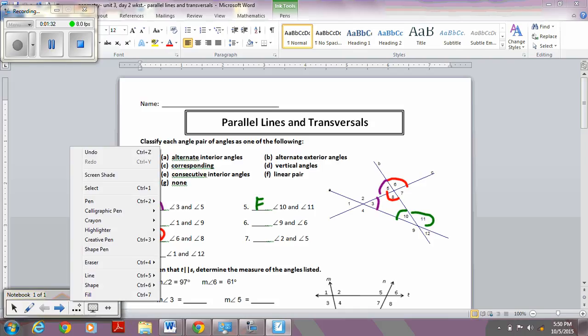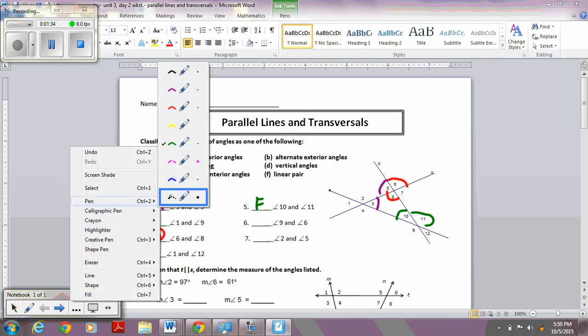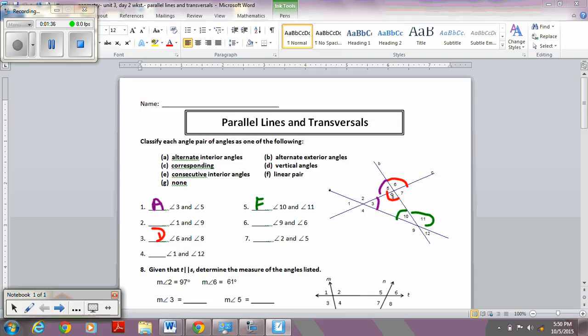And number 7, angle 2 and angle 5. The transversal would be line C. Both 5 and 2 are between lines A and B, so they're interior angles. They're interior angles, but on the same side, so that means they're consecutive, which is E.